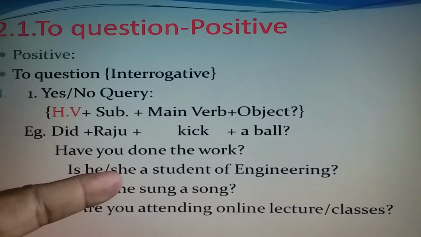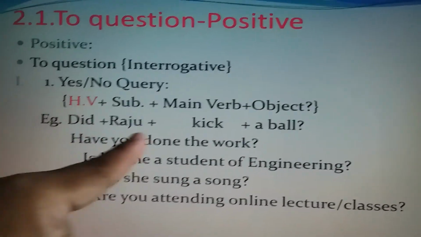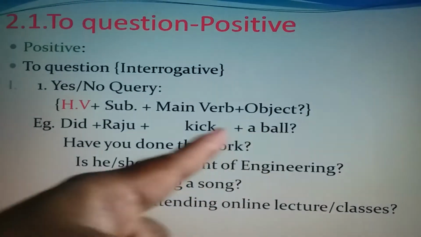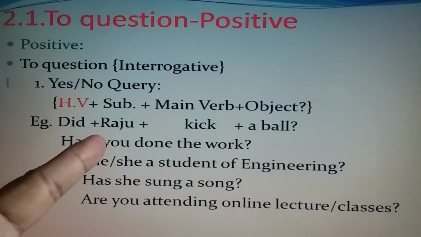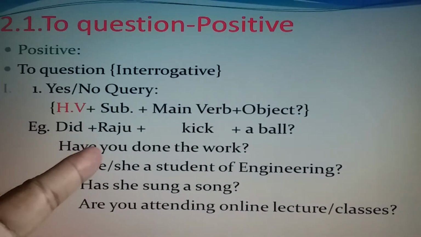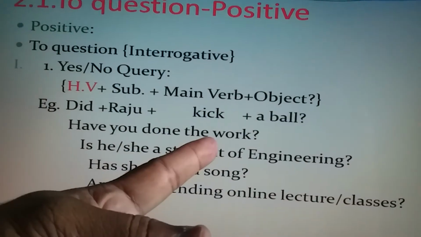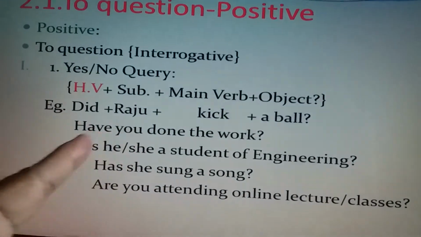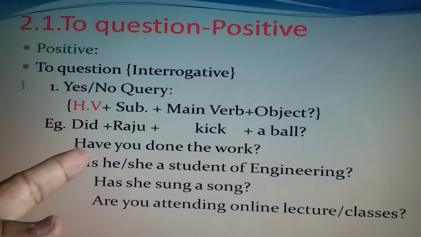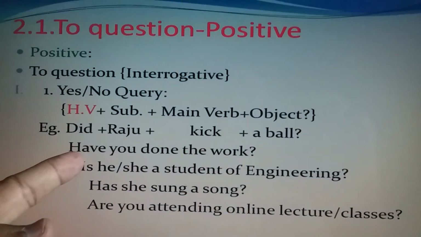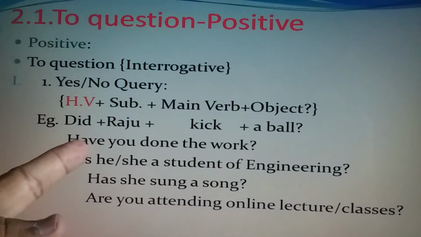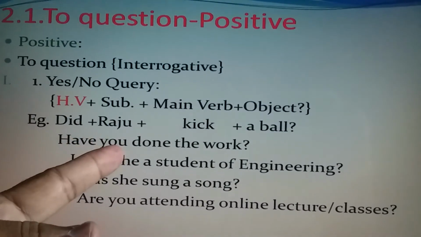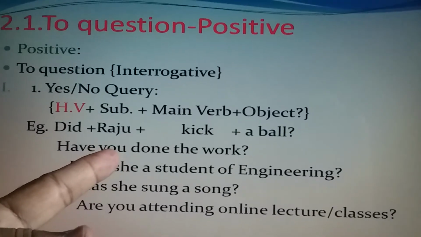Previously, the answer statement. So, did Raju kick a ball? Did Raju kick a ball? That means what happened here? Have you done the work? That means you is the subject, have is the helping verb. That means we have used the sentence starting with the helping verb. When you take the helping verb in the beginning, followed by the subject, it becomes a yes or no question.